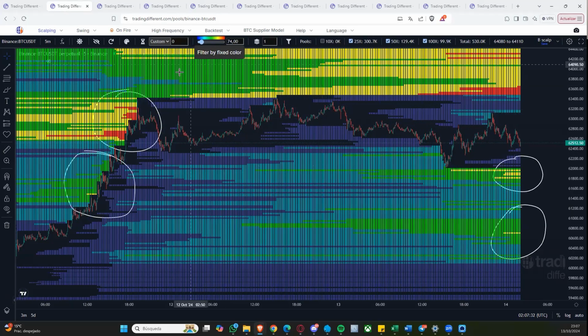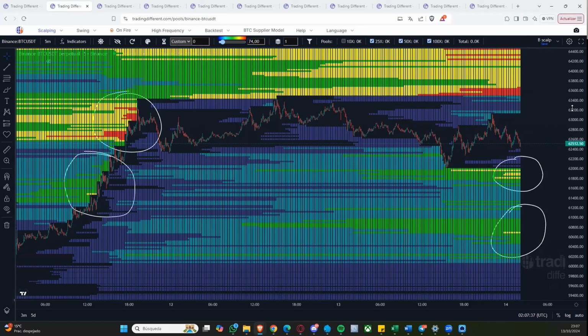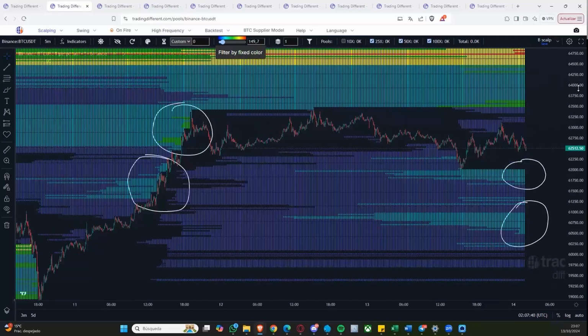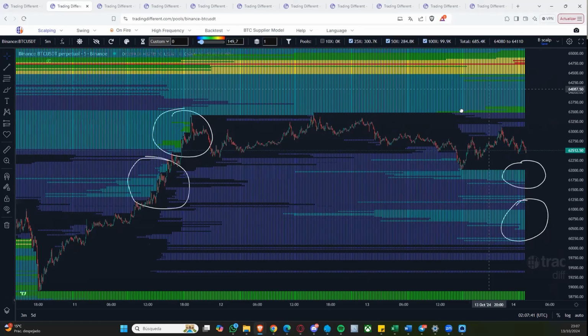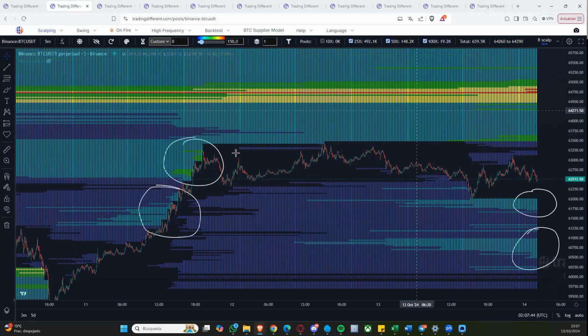It is important to note that the colors are automatic and change if I start to adjust the zoom. If I zoom out a bit, I can see the liquidity at higher levels. You will see that the colors change because the algorithm detects where there is greater liquidity. The algorithm adjusts the colors based on the liquidity seen in the window.